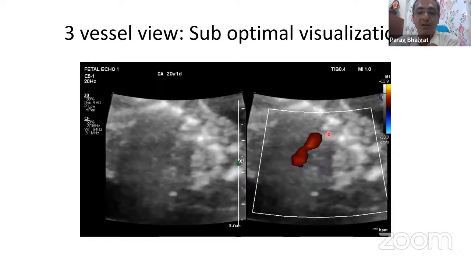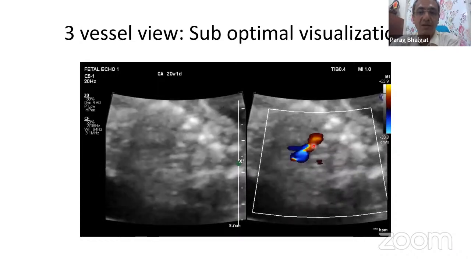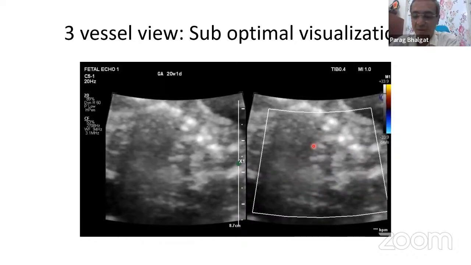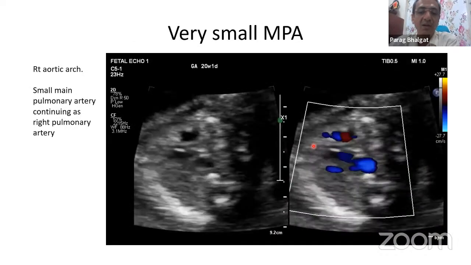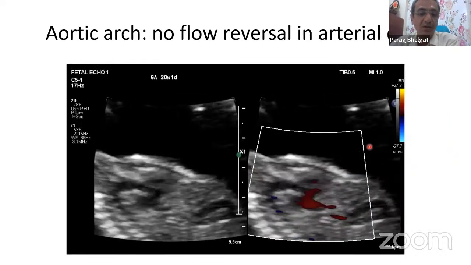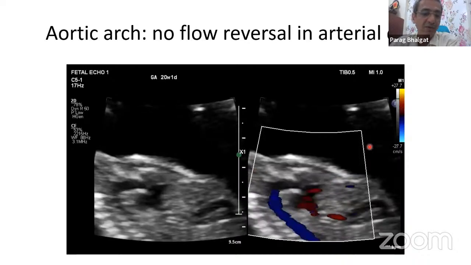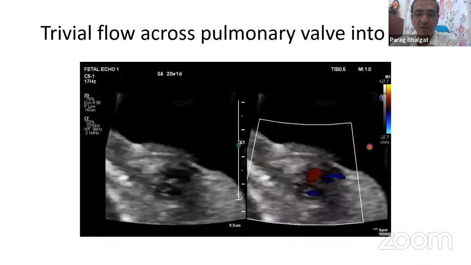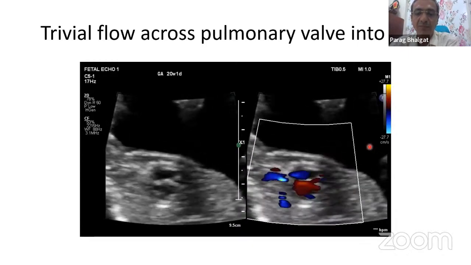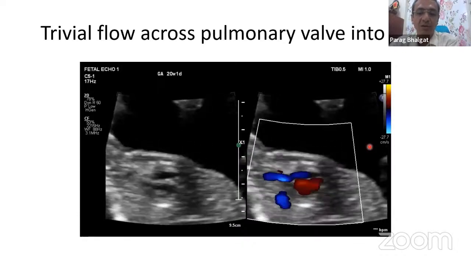This is the spine. This looks like a right aortic arch, but sometimes in an obese patient or prone fetus, it's difficult to show things very clearly. And this is the small branch PA. Aortic arch, no flow reversal, very well demonstrated aortic arch, and a small RVOT. Just look at the small RVOT. This is the RVOT.